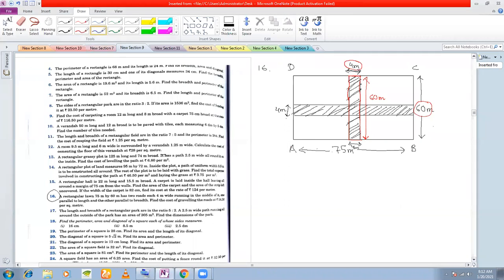Next, you find out the area of this other rectangle. What is the length of this rectangle? This is the length. And what is the length given here? 75 meters, right? And the breadth is 4 meters. So you can find out the area of these two rectangles.